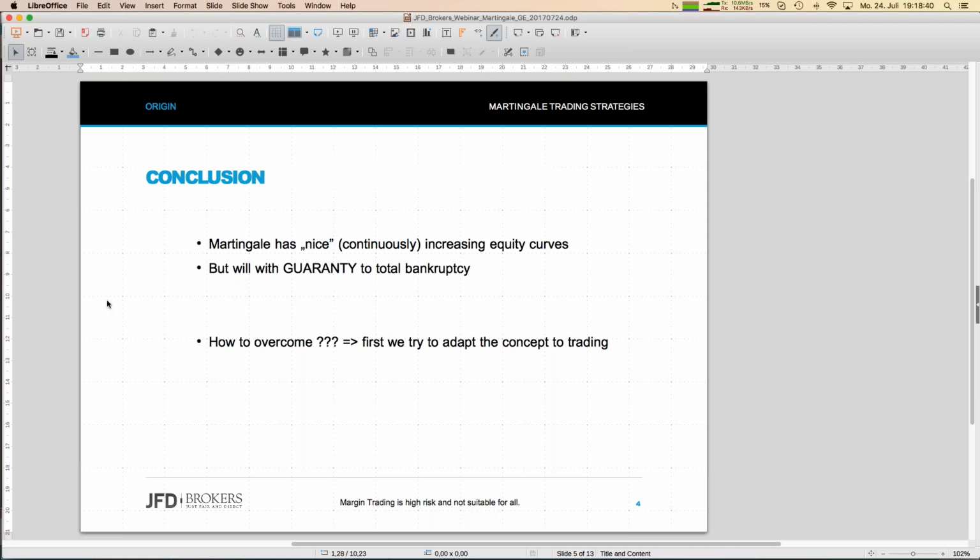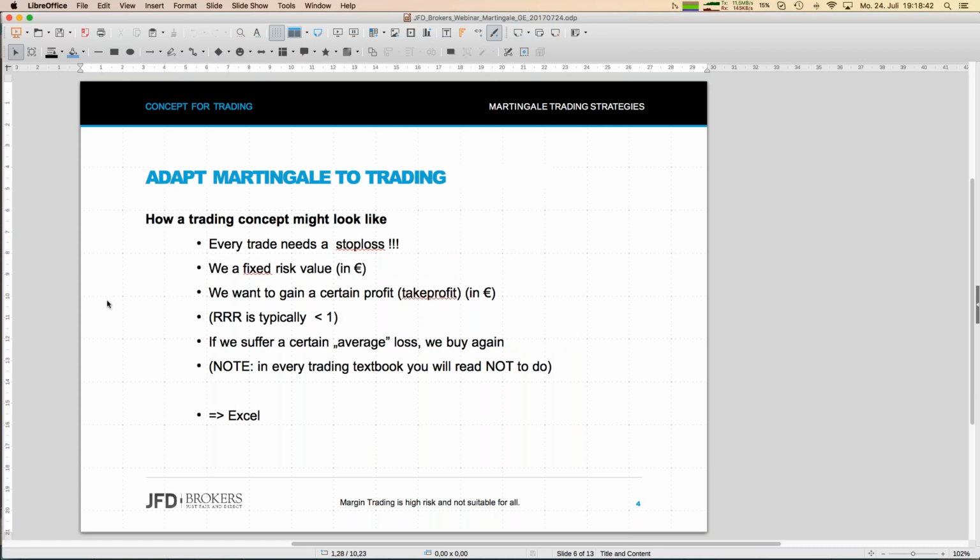But now let's look at it from a trading perspective. And let's put our knowledge of trading here into that concept as well. So we know from trading that every trade needs a stop loss. Okay, that's good. On the other hand, just from the Martingale approach, we know if we only introduce something like a stop loss, then the concept will break.